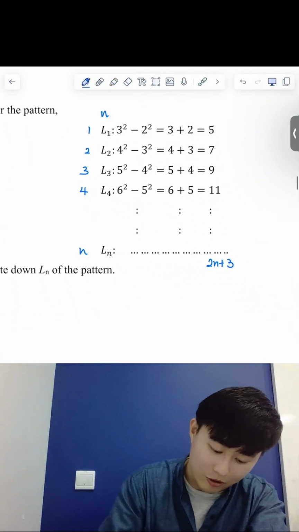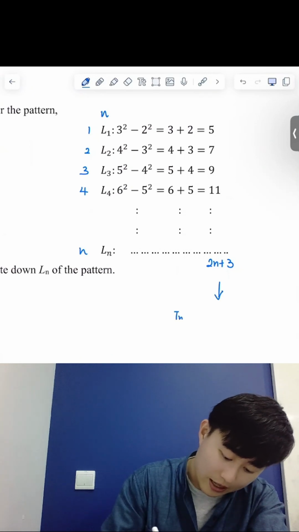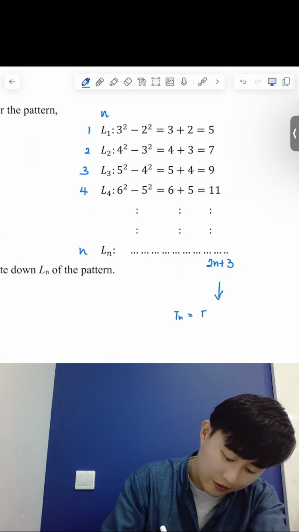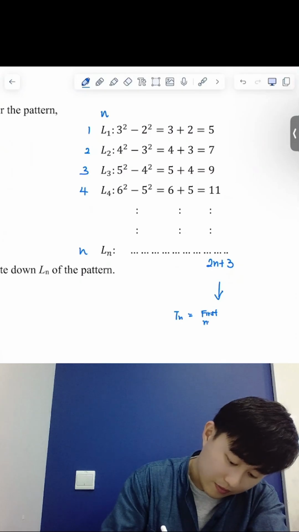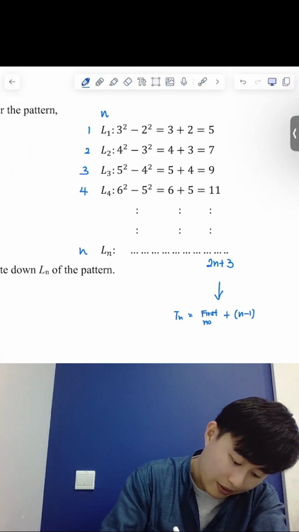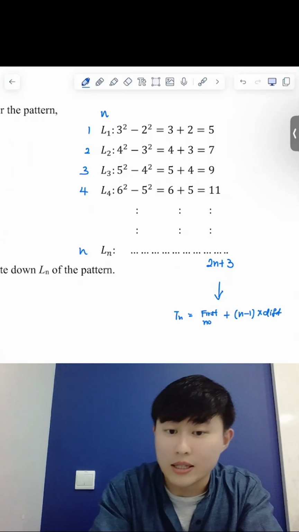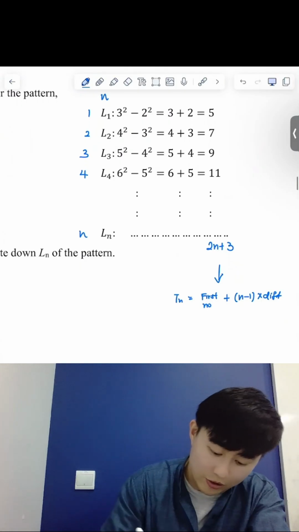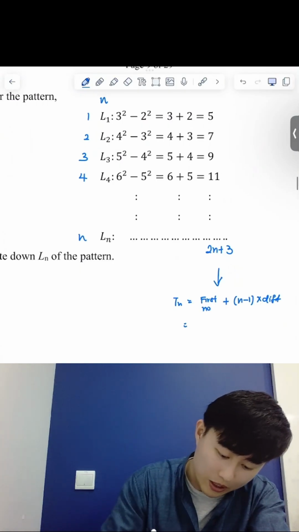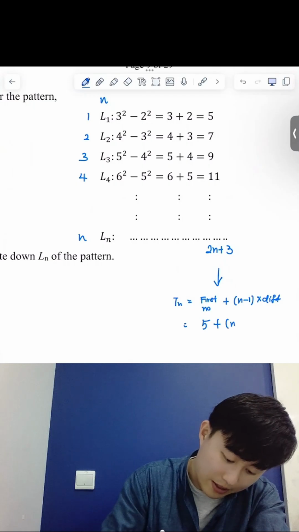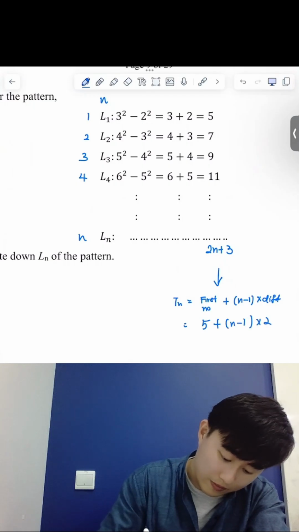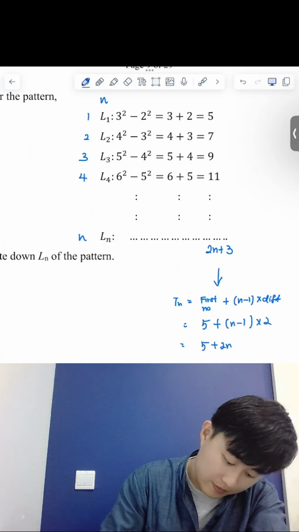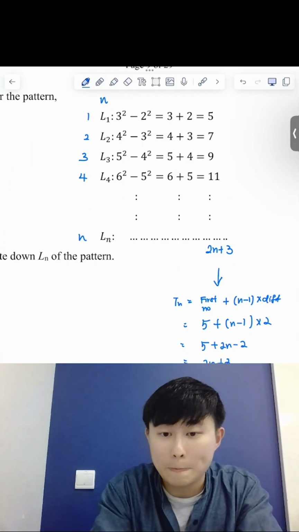And this comes from this formula, which is Tn equals the first number plus n minus 1 times your difference. Good. So actually you can get this: your first number here will be 5 plus n minus 1 times 2. So this is your 2n plus 3.